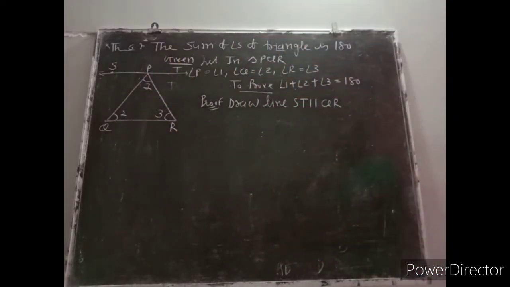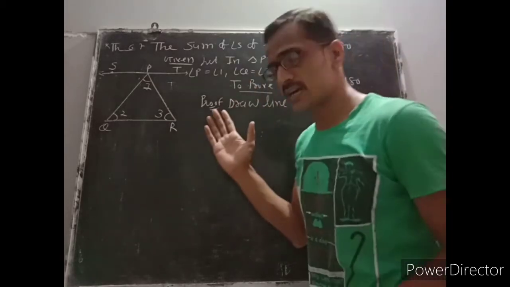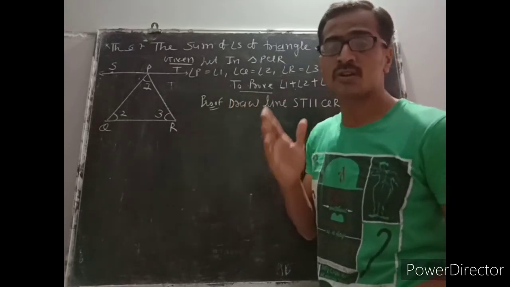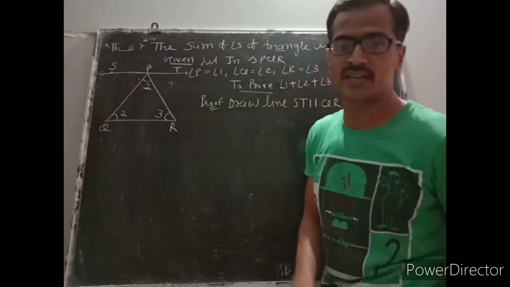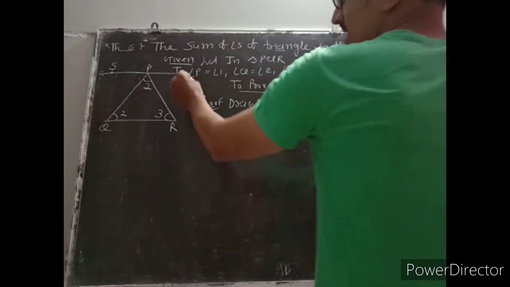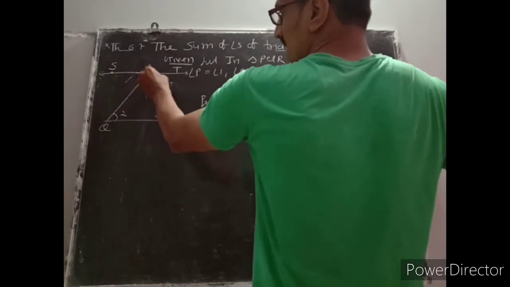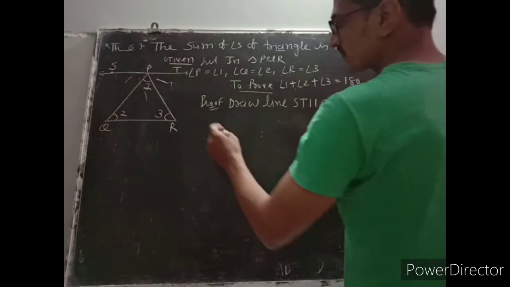Okay. Now we know very well, whenever we draw a straight line, the sum of angles formed on the straight line is how much? 180 degree. So on this straight line, angles 1, 2 and 3 are formed. So the sum of these 3 angles is going to be how much? 180 degree. So let us write.